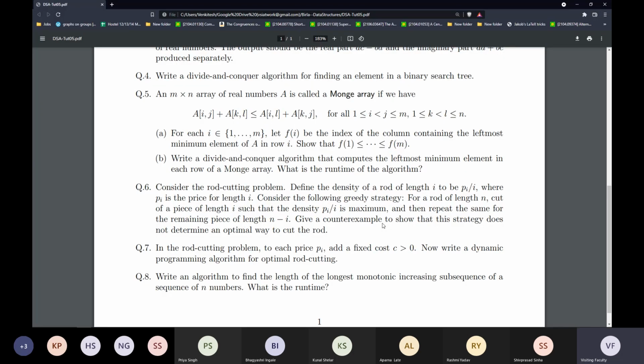Okay. What's the second part of the question? Second part is to design a divide and conquer algorithm that computes the leftmost minimum element in each row. And what is the runtime? So basically you have to compute f of i for every i. So just give it a thought. Take 2-3 minutes and see what you can do.